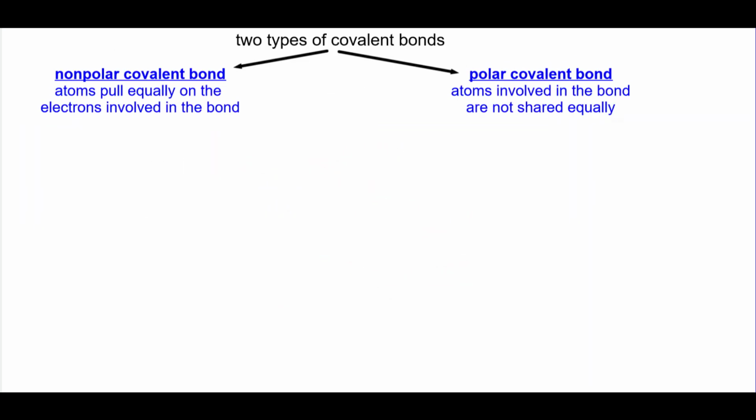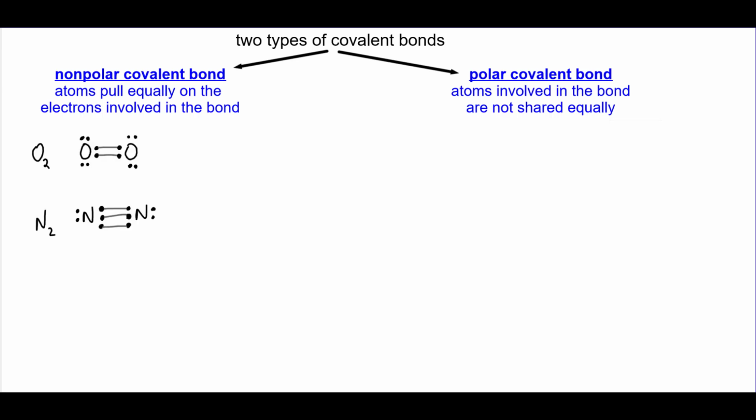Now, moving on, we've already learned about covalent bonds in a previous lesson, but there is another level of detail that I need you to learn. There are two types of covalent bonds, and the difference is how equally shared the electrons are. Non-polar covalent bonds are those kinds of bonds where the atoms pull equally on the electrons involved in the bond.